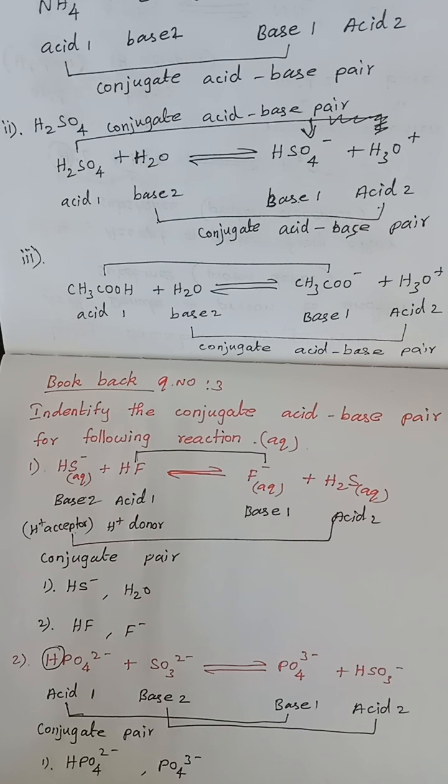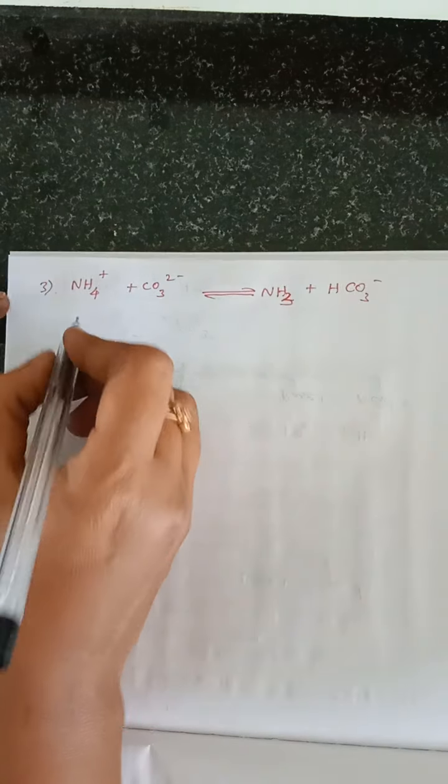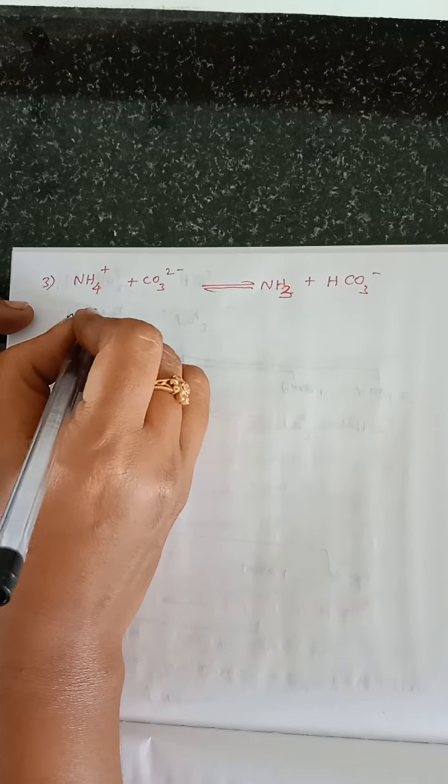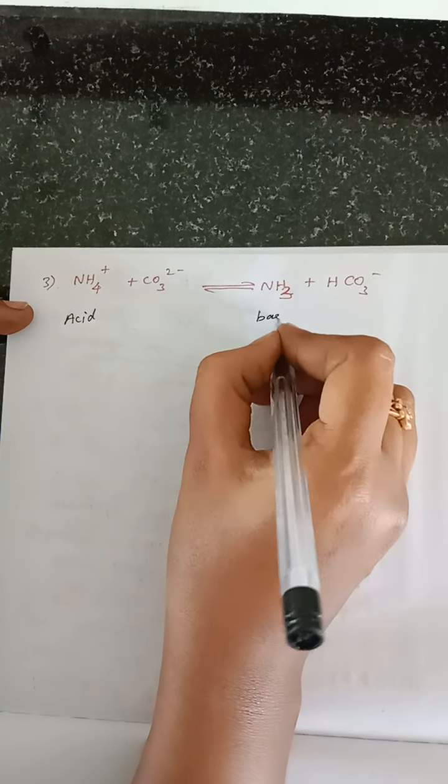Then the third example, an ammonium salt. The ammonium salt reacts with CO3 2 minus to form ammonia plus bicarbonate. Already you know ammonia is a base. The proton donor is the acid, so the ammonium salt is acid and ammonia is base.